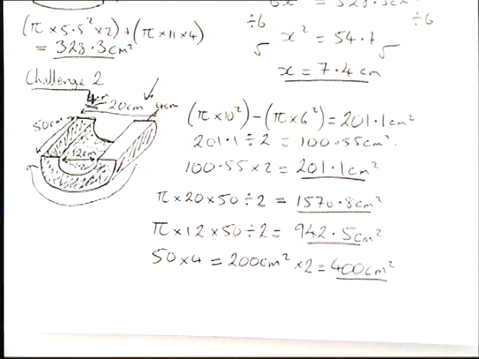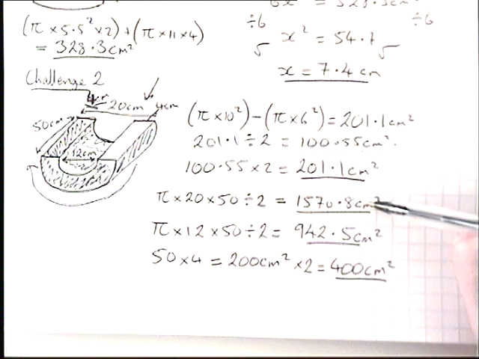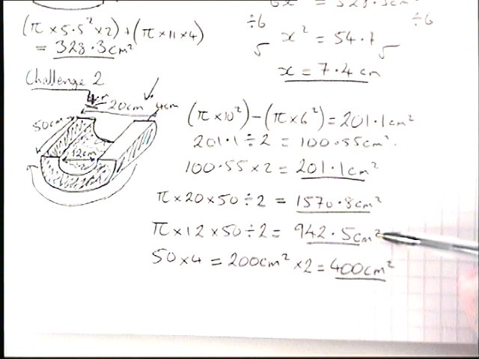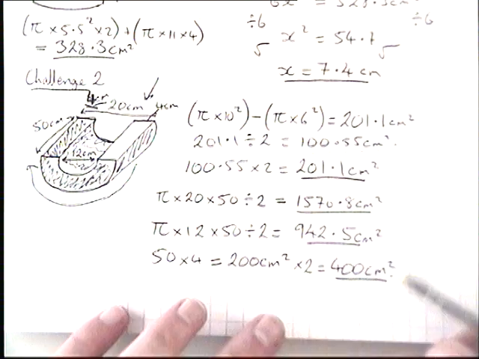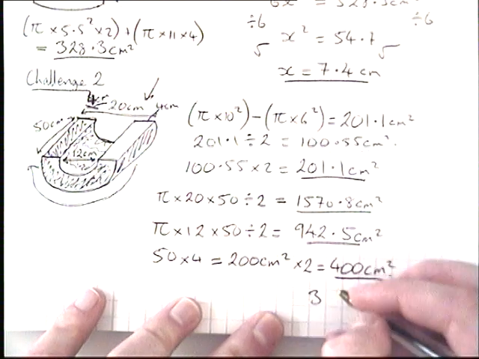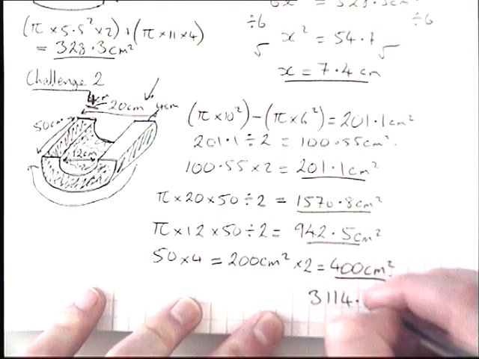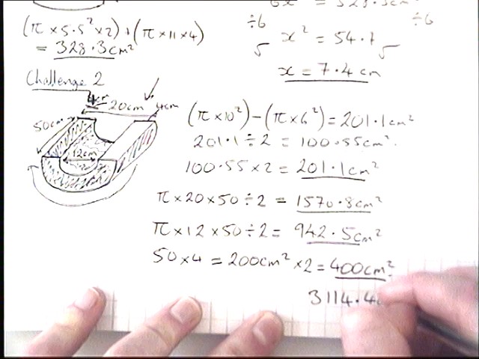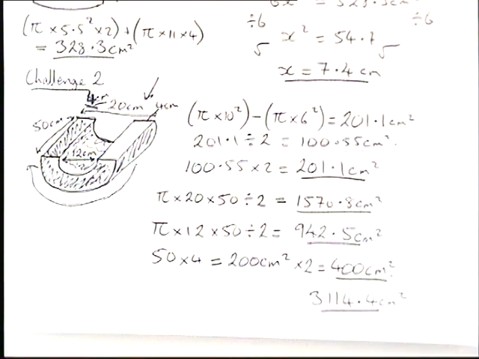Now we're going to add up all of our areas. So we're going to do 201.1 plus 1570.8 plus 942.5 plus 400, which adds up to 3,114.4 centimeters squared.